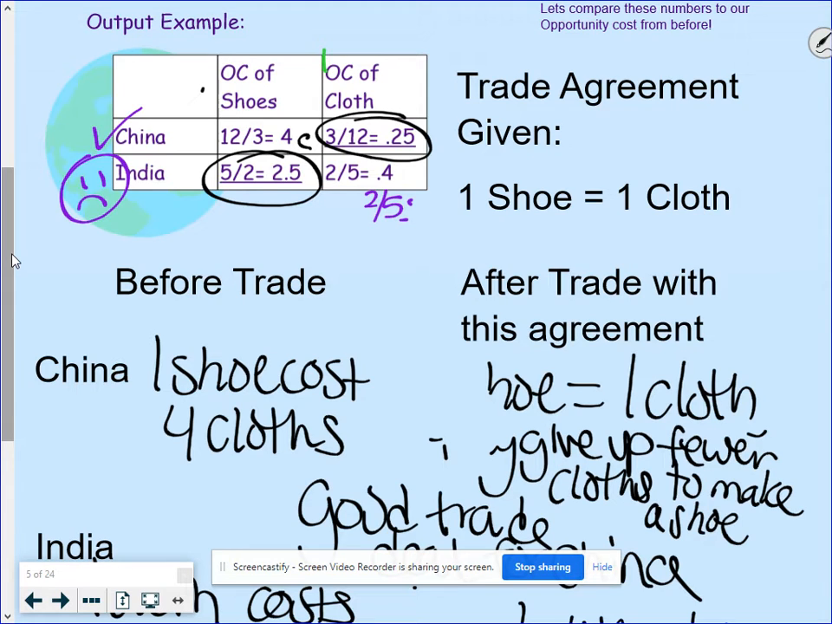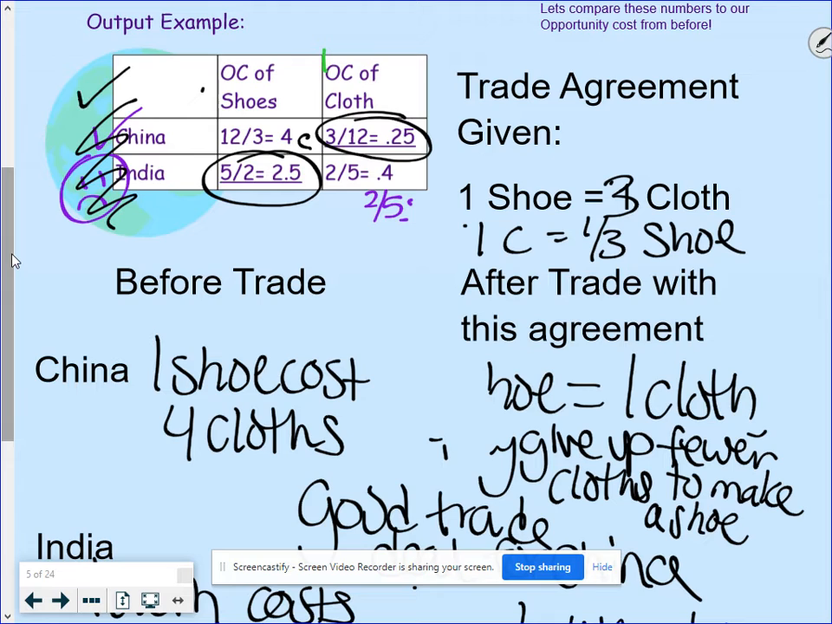Hold on. One shoe equals 3 cloths, so 1 cloth is equal to 1/3 of a shoe. And so for China, one shoe costs them 3 cloths. That's better than 4. India, one cloth costs them 0.4, one cloth costs them 0.333. So it's good for both.